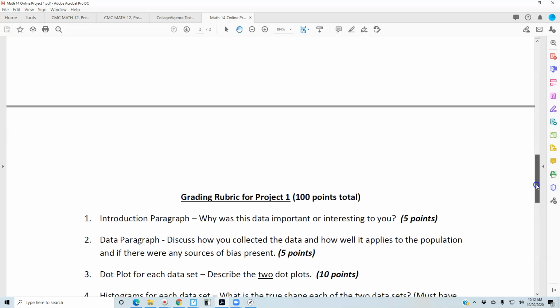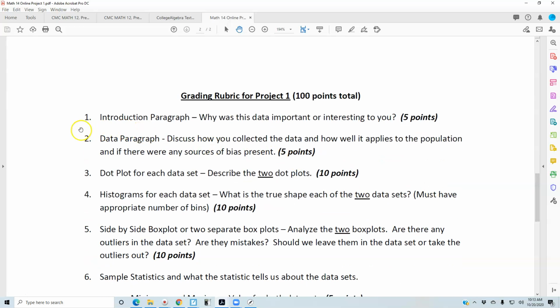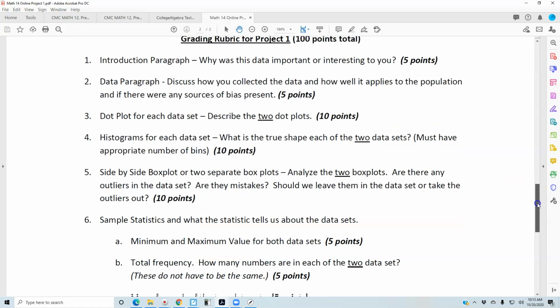So here is the grading rubric for project number 1 with 100 points total. Okay, so you should have each of these items in your project. The first item should be the introduction paragraph. Why was this data important or interesting to you? Worth 5 points. Number 2, your data paragraph. Discuss how you collected the data and how well it applies to the population and if there were any sources of bias present. That's 5 points.